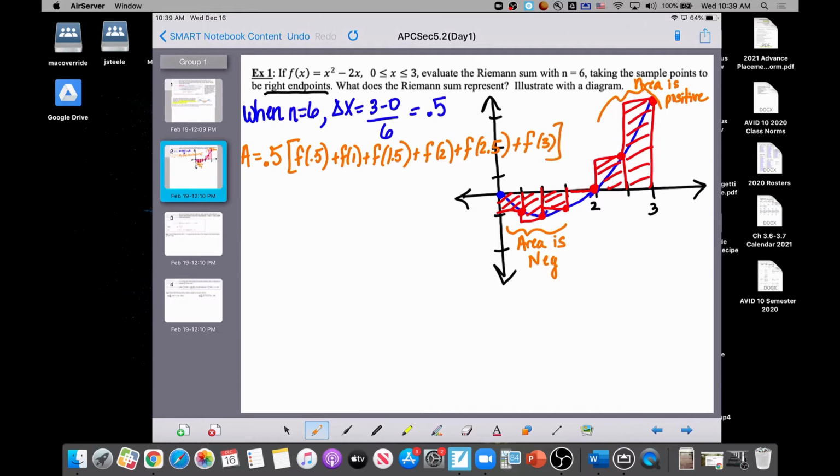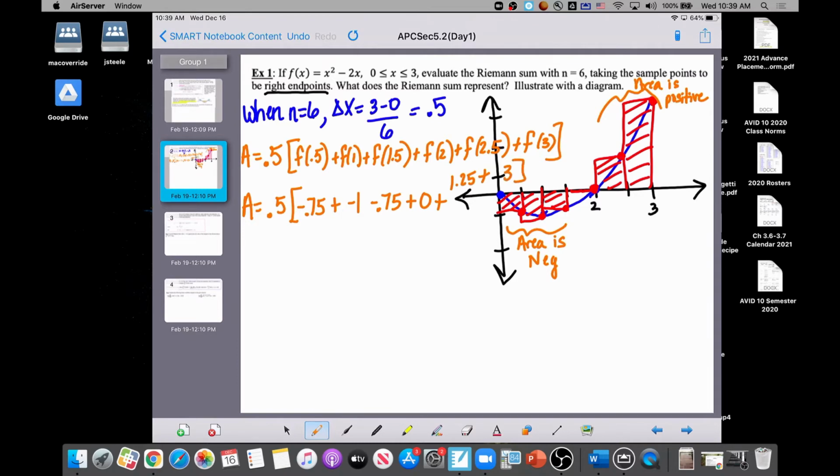Okay? And so then we know the function. The function is f of x equals x squared minus 2x. So we have to plug 0.5 into the function, 1 into the function, 1.5 into the function, and so forth. So I've taken the time to do that, and I have those values. So f of 0.5 is negative 0.75, because again, it's below. We expect it to be negative. F of 1 is negative 1. F of 1.5 is, again, negative 0.75. F of 2 is 0. F of 2.5 is 1.25. And f of 3 is 3.